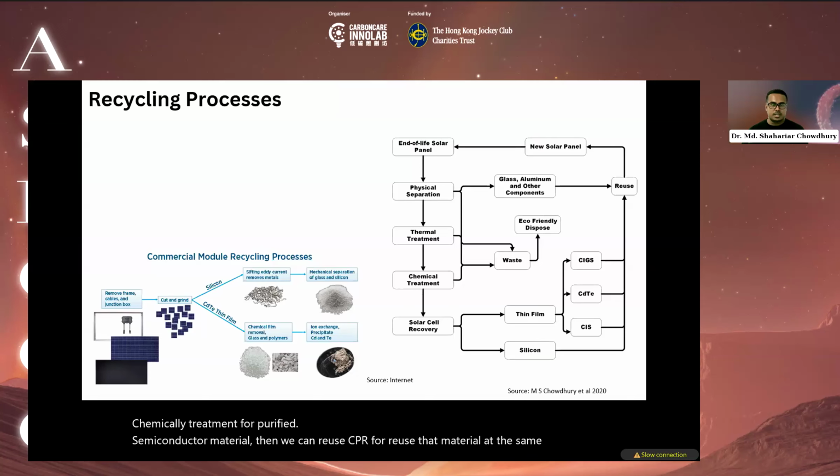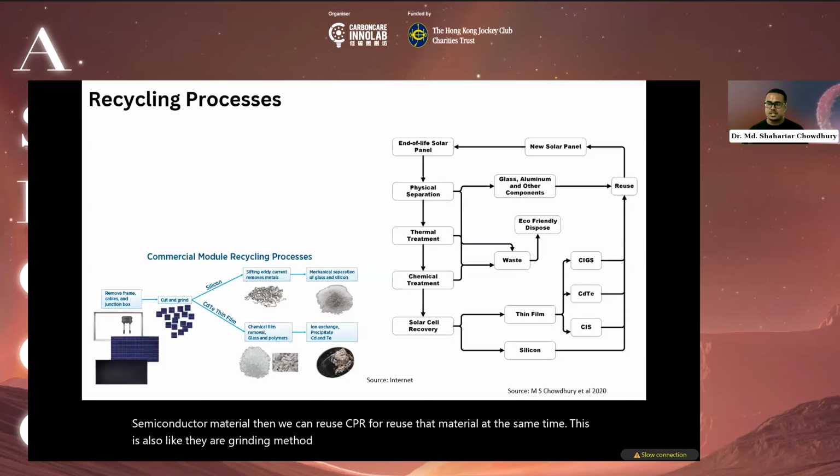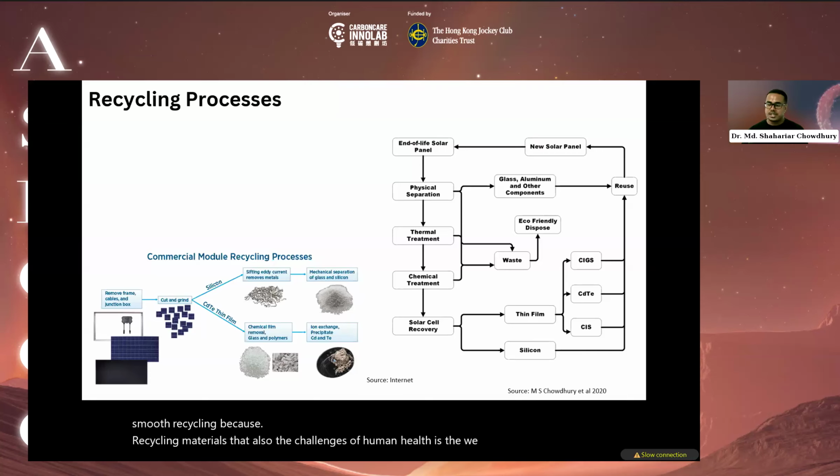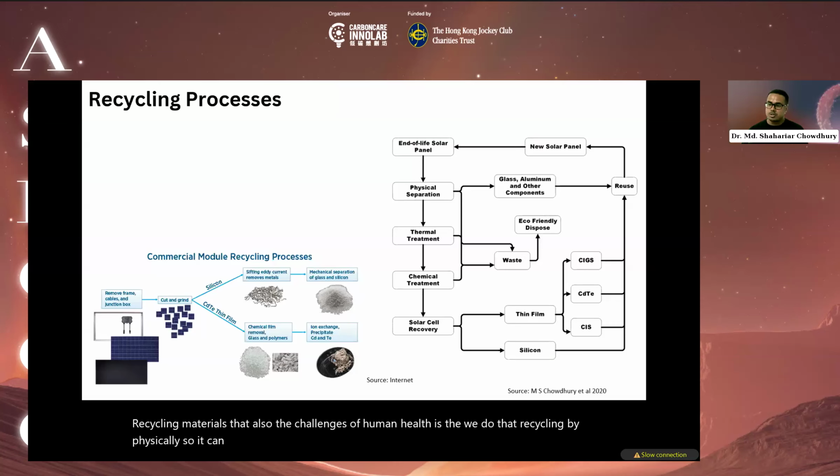At the same time, there is also a grinding method, a mechanical process, grinding the materials and then separating them using separation technology. In this recycling process, we can also add AI technology, a new technology to make recycling smoother, because recycling materials is also a challenge for human health. If we do the recycling physically, it can be hazardous for the people working in the recycling industry, so their safety is also important. In that case, we can use automation or AI technology to make recycling more convenient.